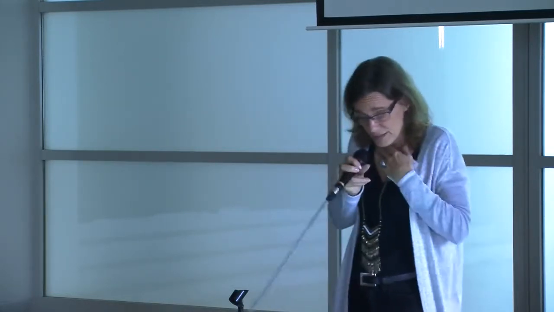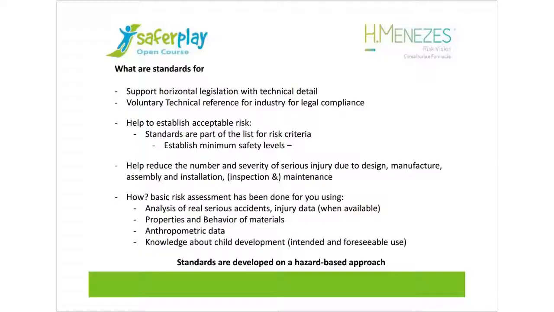So in fact, they can help us. It's part of the risk criteria. It's one tool, one of the risk criteria we need to take a decision. They really can help reduce the number and the severity of serious injury that can arise through design and manufacture.